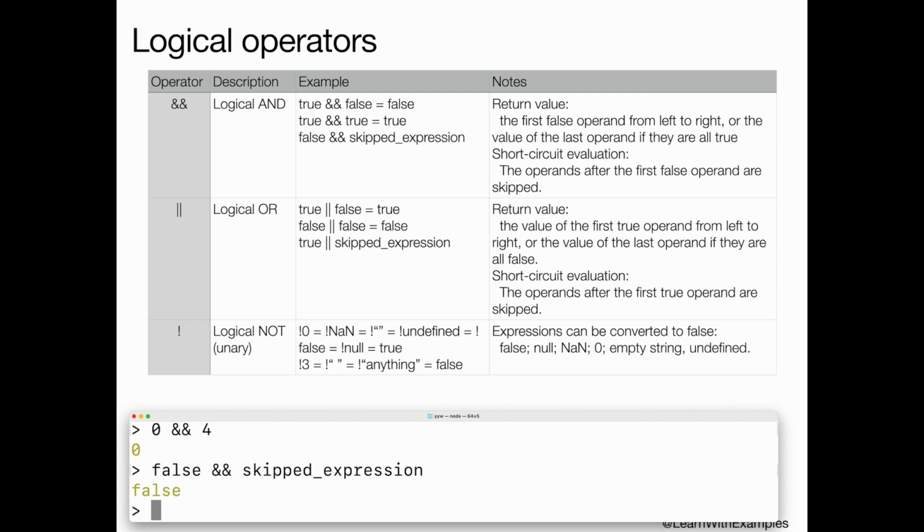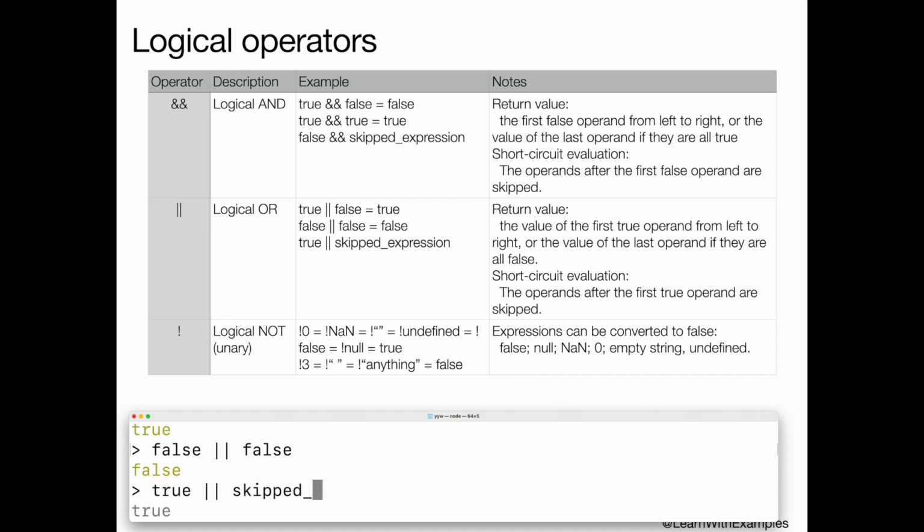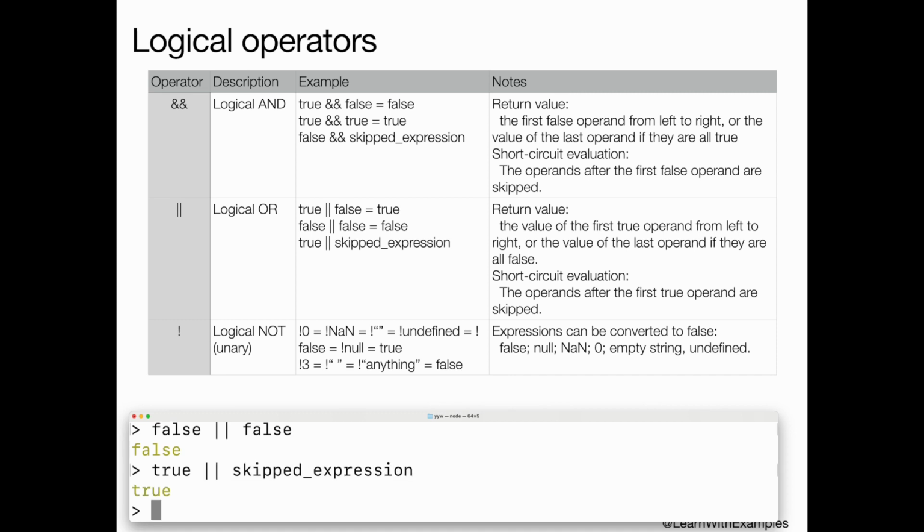The logical OR operator can also be used for short-circuit evaluation. The expressions after the first true operand are not evaluated. For example, true or skipped expression, the skipped expression is not evaluated. Logical NOT. The logical NOT operator converts true to false, and vice versa.